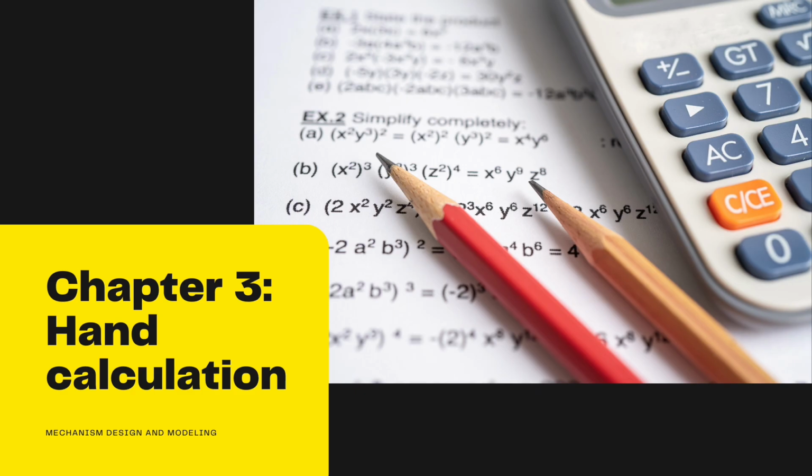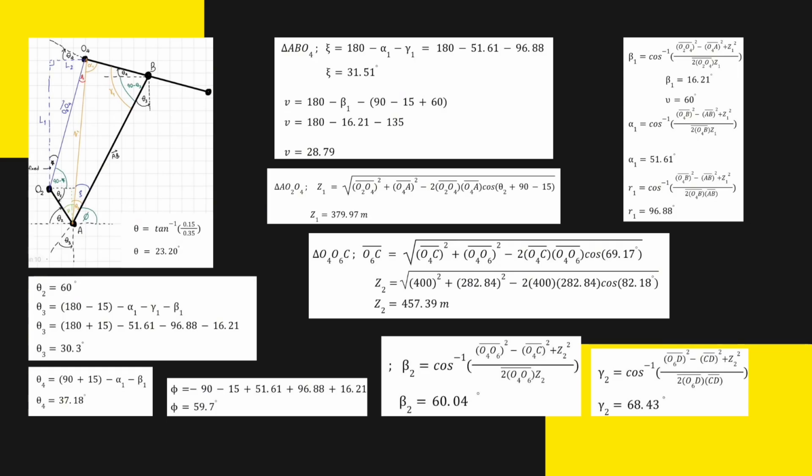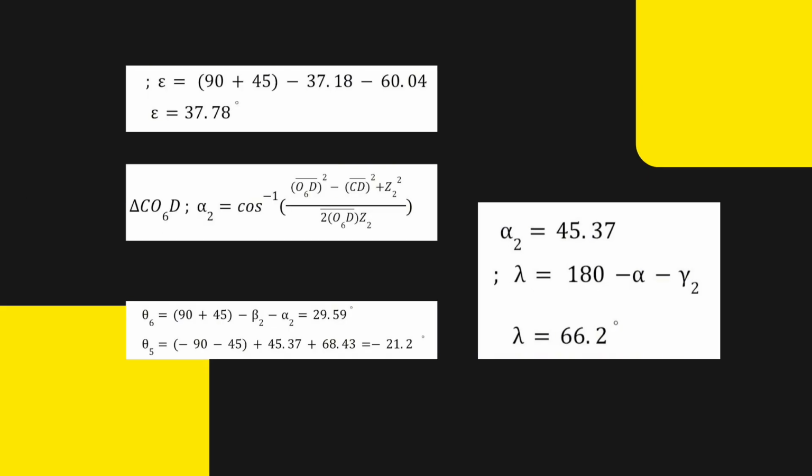And calculation. In this slide, you will see the given data of the range between each point and a drawing of the mechanism. In the drawing, we have a total of 6 links. Next, we talk about angles. For the angles, we assume an input angle of 60 degrees, and we use the given data and the input angle to calculate the other angles.